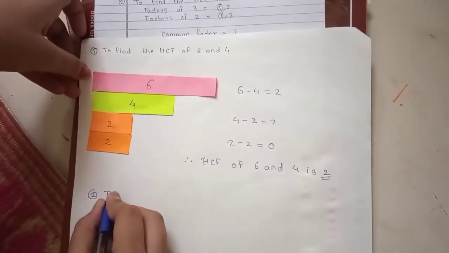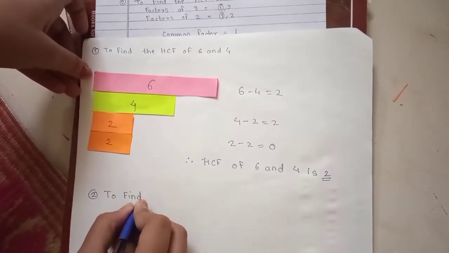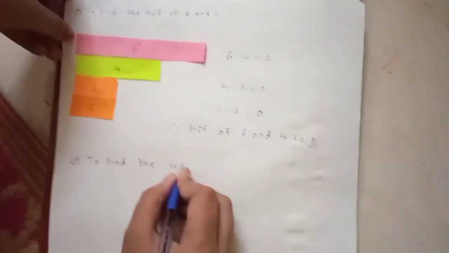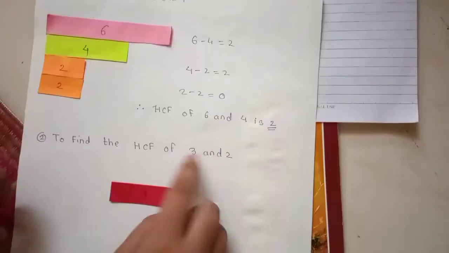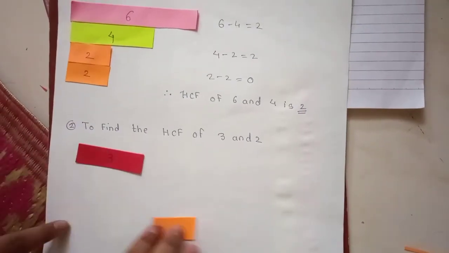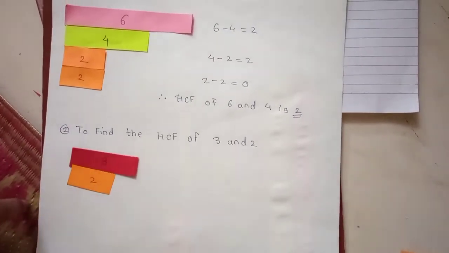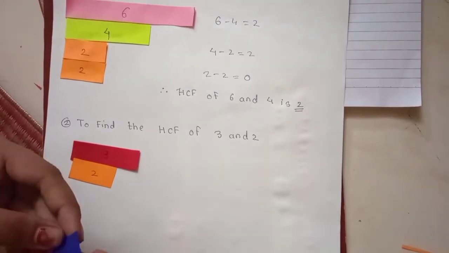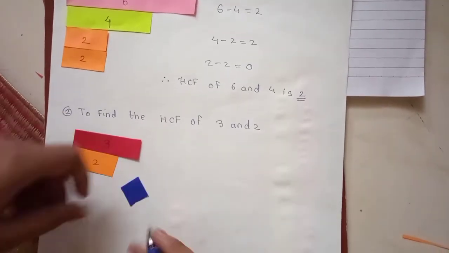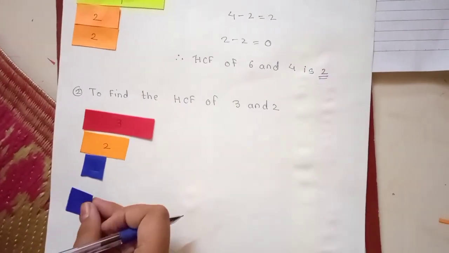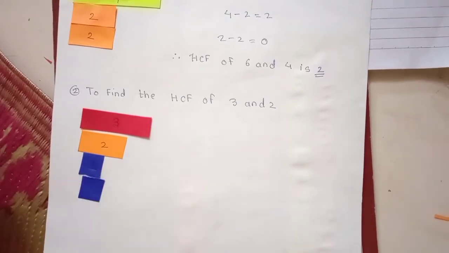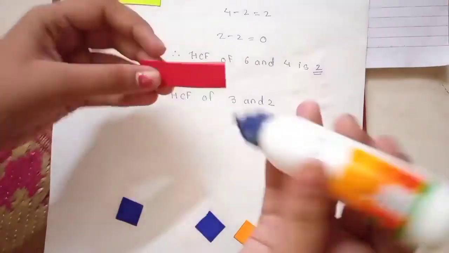Second question. To find the HCF of 3 and 2. As you can see, I have cut the number strips similar to first question. 3 minus 2 is equal to 1. So 1 number strip. Then 2 minus 1 is equal to 1. Then again 1 number strip.